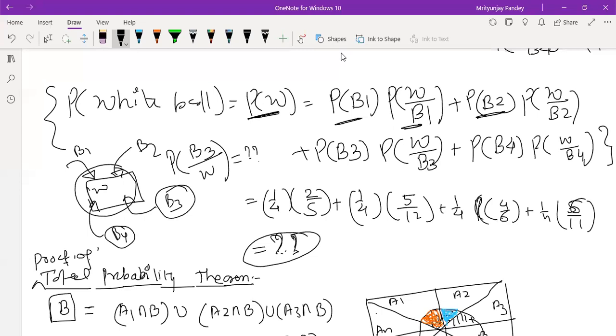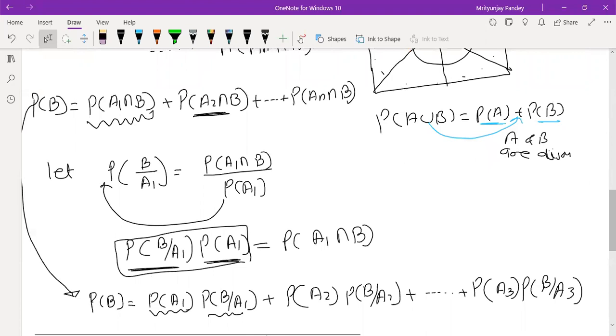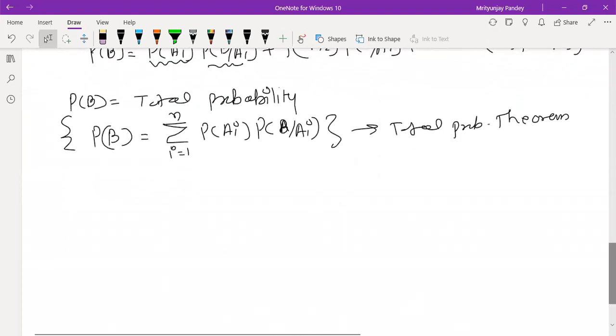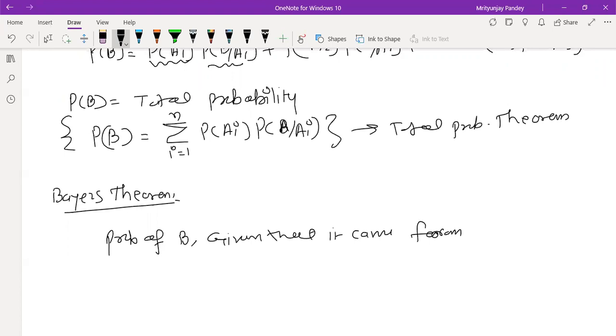सो दिस सेंटेंस इज नोन एज, दिस mathematical representation is known as Bayes theorem. So if you want to find B from AI, this is called as Bayes theorem. Probability of B given that it came from box AI. Mathematically you can write P of AI upon B. This is your target.